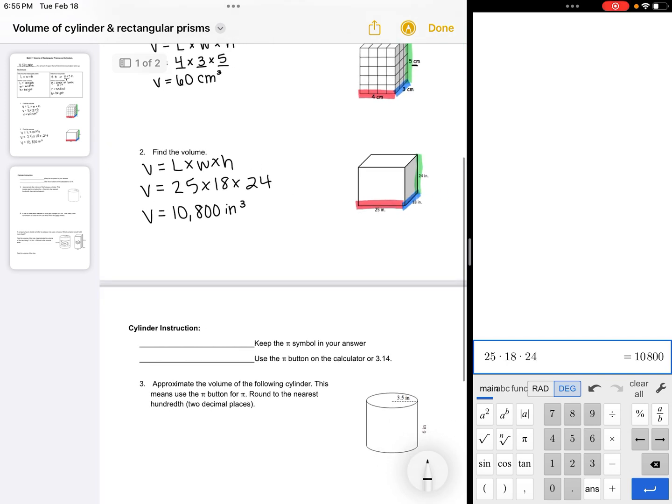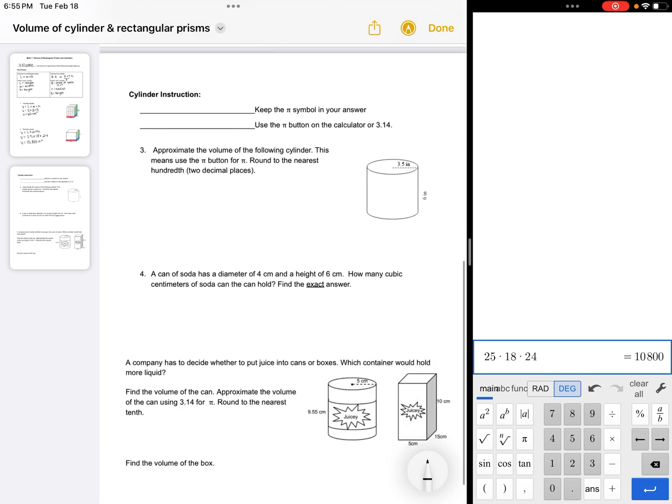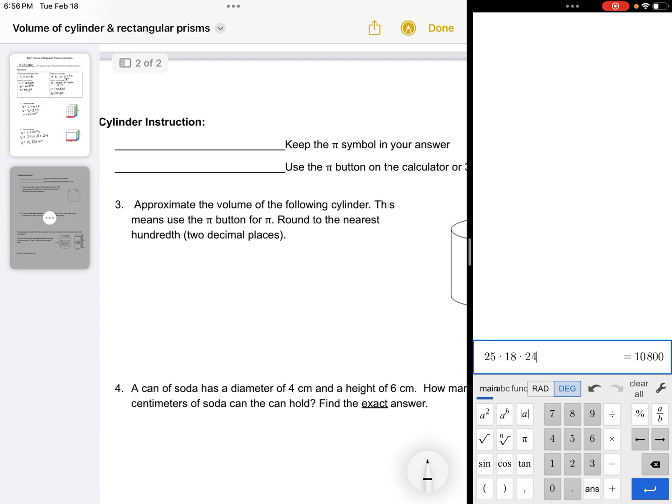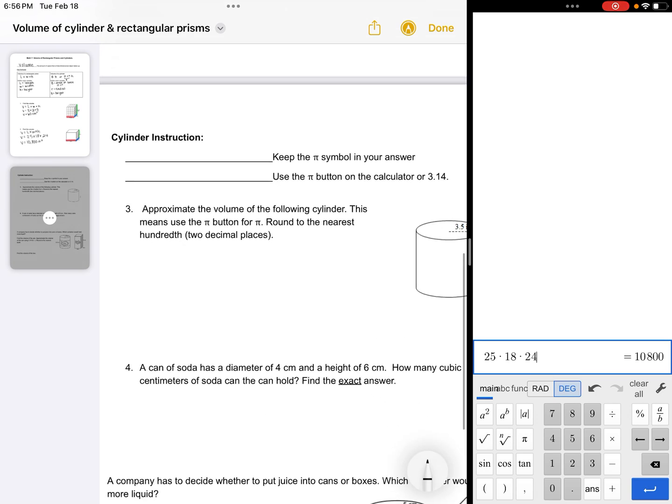Okay, that is it for the first half. Let's go to the back half so we can focus on cylinders. The first part, again, is more vocab words. These typically only deal with 3D objects that have circles involved. So for a cylinder, we know that there are 2 words that mean either keep the pi symbol in your answer or you use the pi button on the calculator to multiply by. The first one is going to be exact.